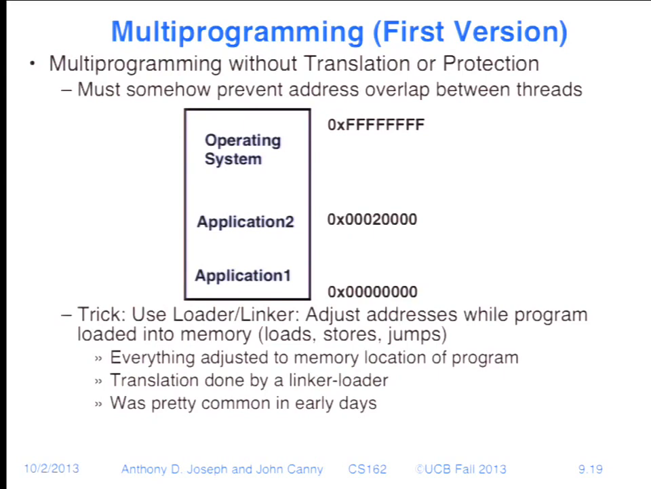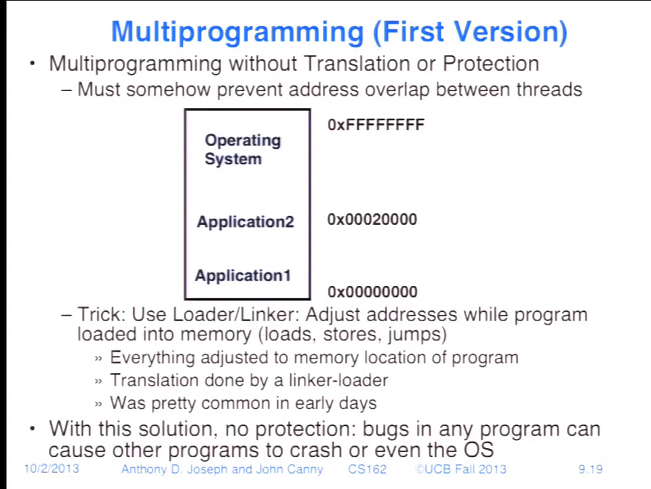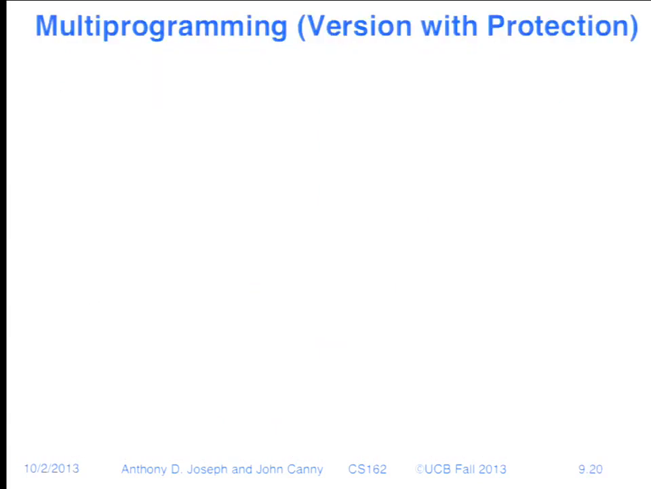And that was the method used in the early days of multiprocessing. And the downside is there's no protection. Bugs can propagate, they can access code, and they can probably also access the OS.